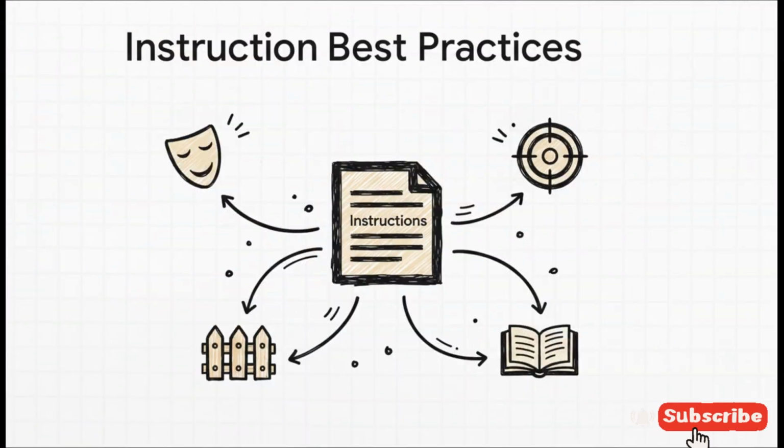And listen, this part right here is where the real magic happens. An agent is only as smart as its instructions. You have to give it a super clear role, a personality, and you absolutely have to set boundaries on what it shouldn't do. It's basically like writing a detailed character sheet for your AI.